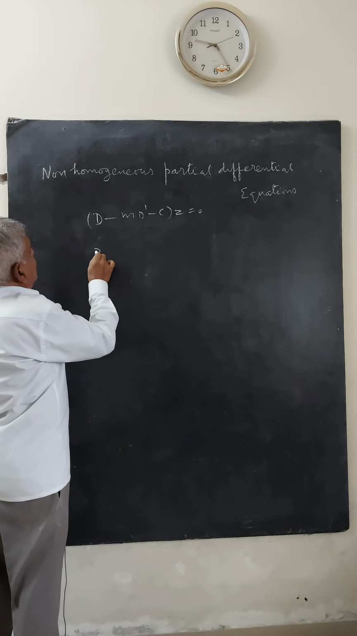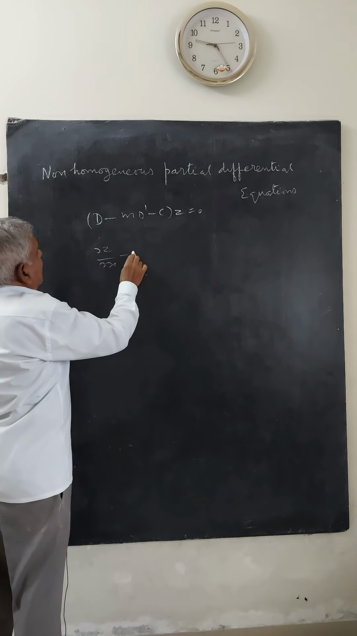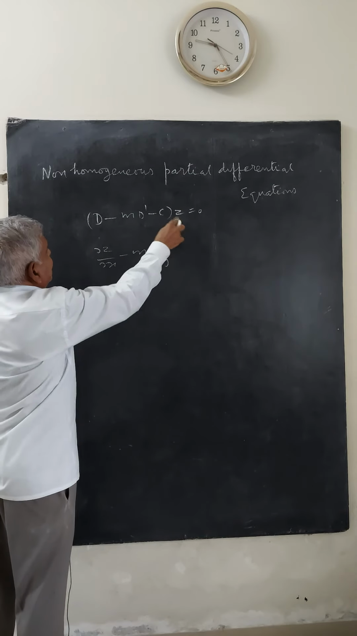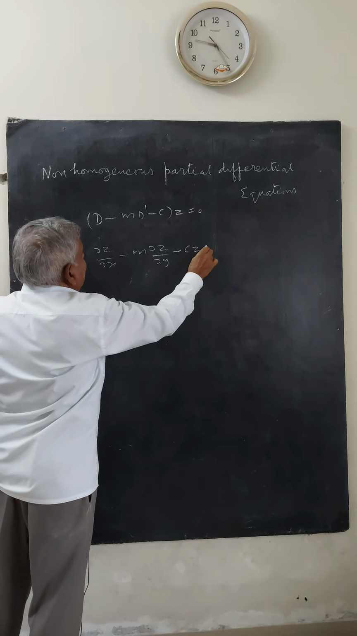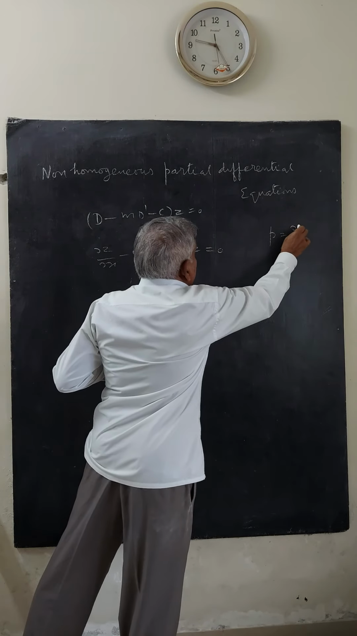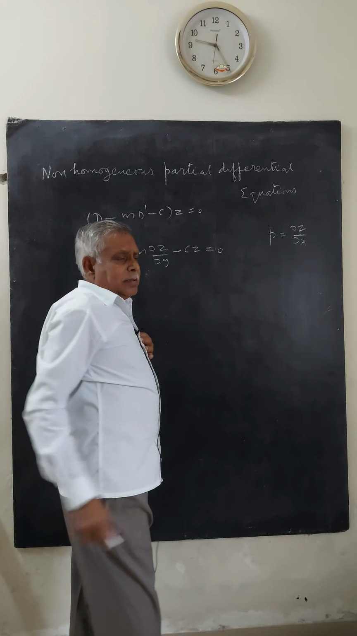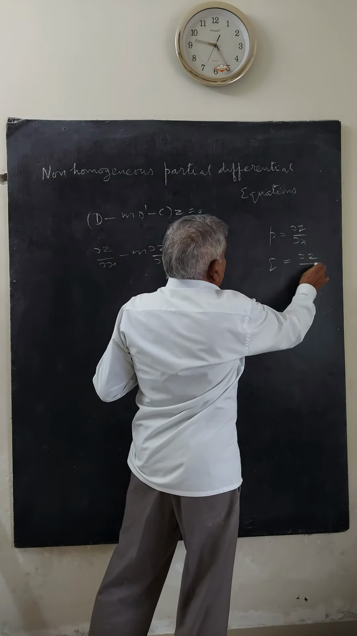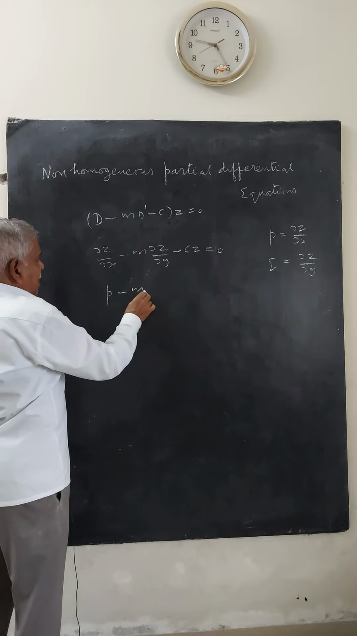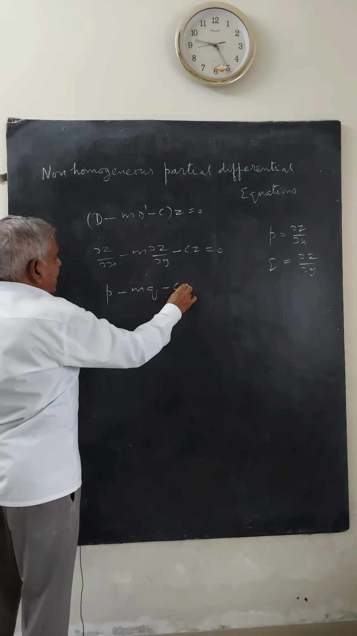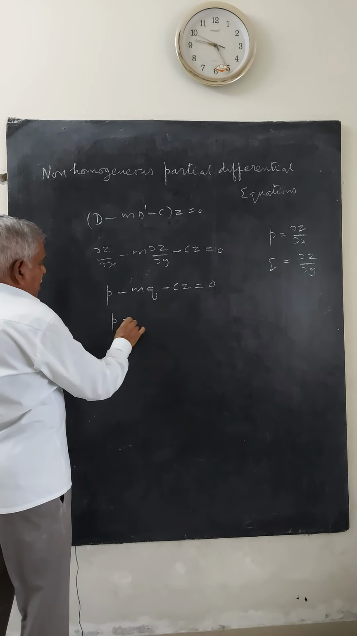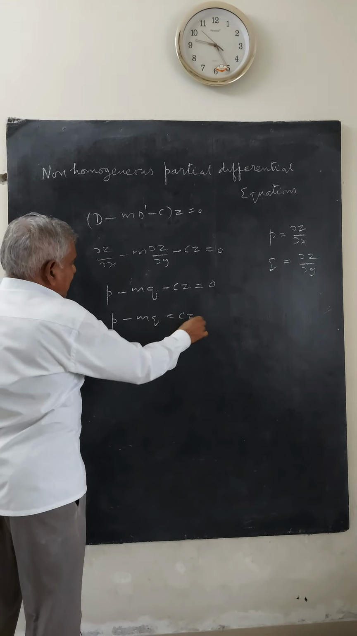See, D z is dou z by dou x minus m, D dash z is dou z by dou y, minus cz equal to 0. This is p equal to dou z by dou x, small q equal to dou z by dou y. So, applying in this, small p minus mq minus cz equal to 0. p minus mq equal to cz.